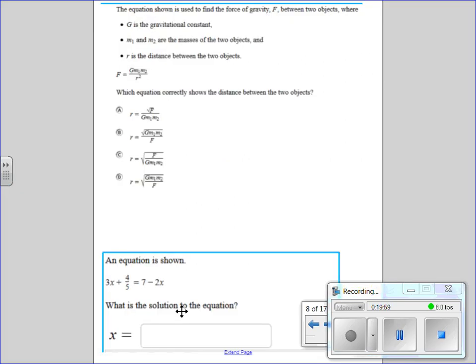G is the gravitational constant, M1 and M2 are masses of the two objects, and R is the distance between two objects. I almost feel like we're in science class here with this big old formula. Which equation correctly shows the distance between two objects? So we basically want to solve for R. So we have this formula, F equals G times M1 times M2 over R squared. We want to solve it for R.